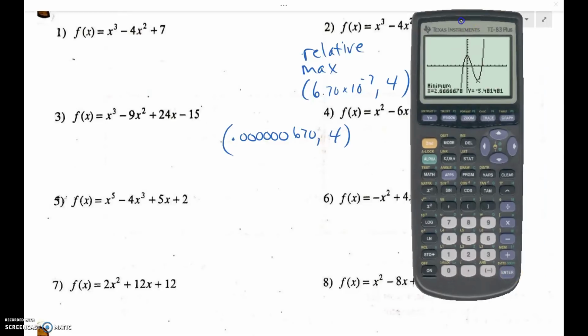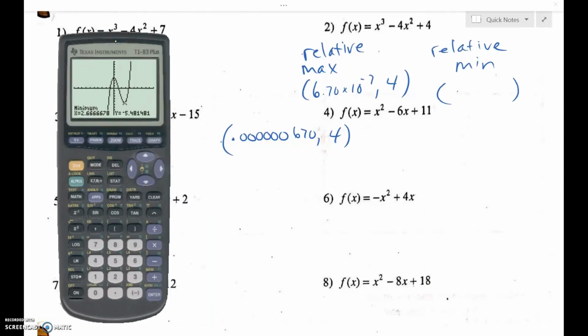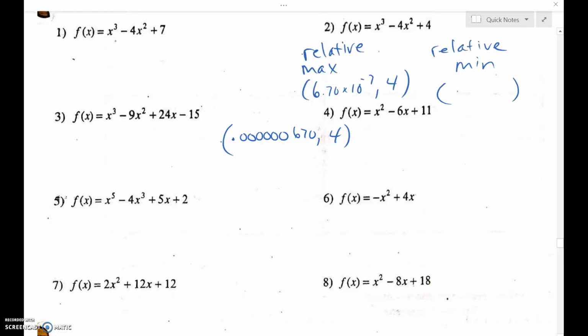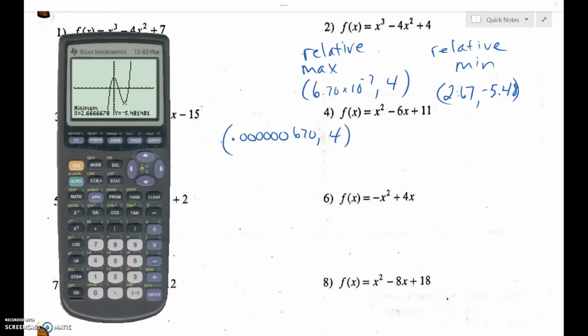And so according to this, and I'll move this over here, 2.67 and negative 5.48 would be my relative minimum according to my graph. And you can see that there, here, and here for my relative maximum and my relative minimum. Okay.